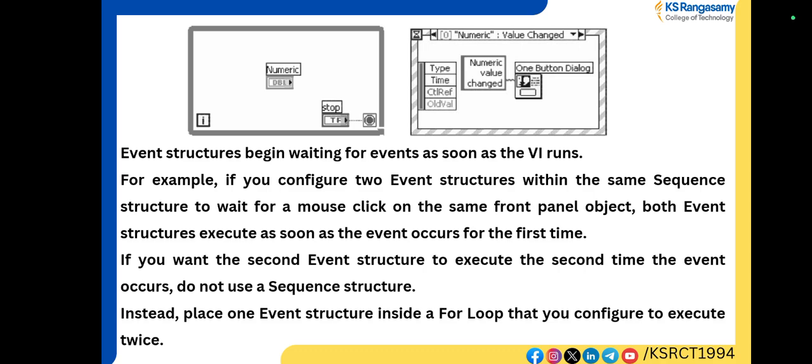If you want the second event structure to execute the second time the event occurs, do not use a sequence structure. Instead, place one event structure inside a for loop that you configure to execute twice. So, I hope this video will give you an idea about an event structure. Thank you.